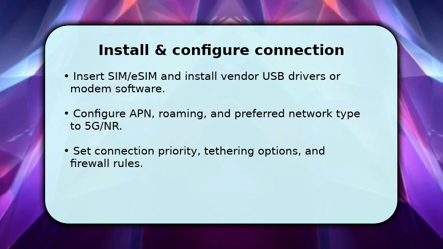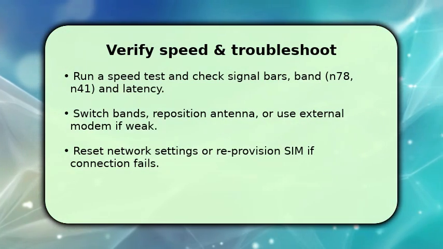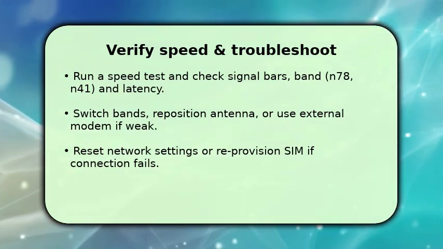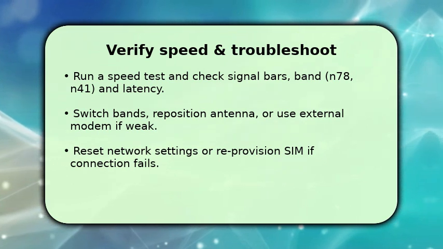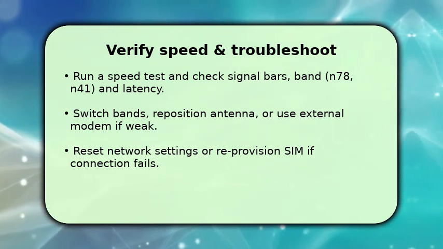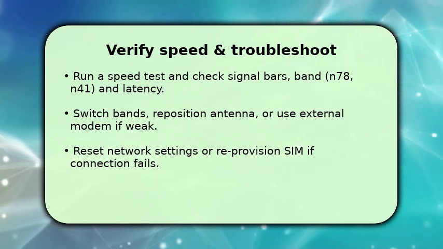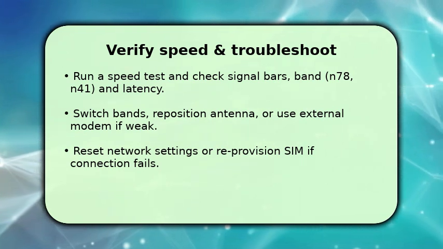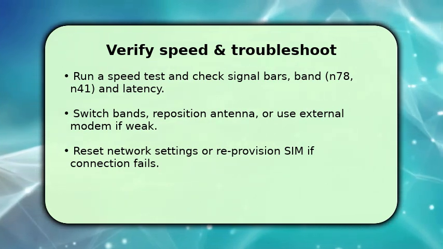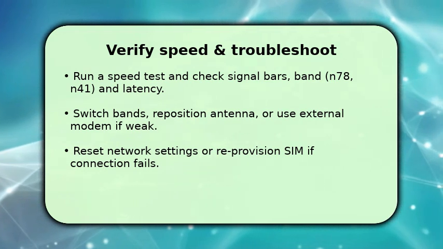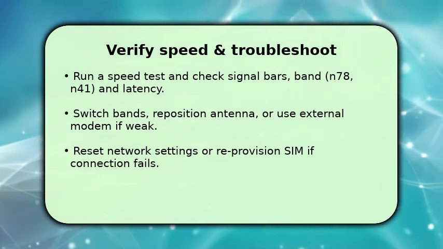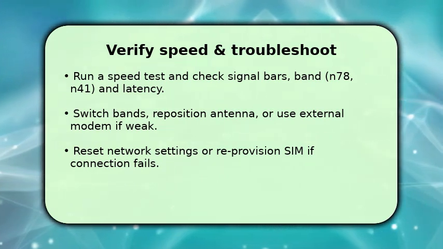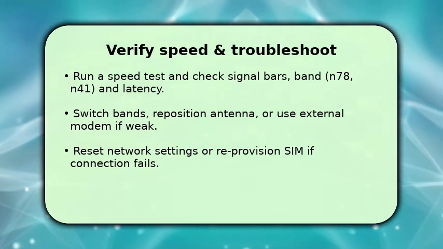Finish by verifying performance and handling common faults. You should run a speed test and note signal strength, band, for example N78 or N41, and latency. These tell you whether you're on true 5G. If speeds are low, move the laptop or antenna, try another SIM slot or an external modem and toggle bands. That often restores throughput. If it still fails, reset network settings or reprovision the SIM with your carrier. This single troubleshooting tip resolves most stubborn issues.